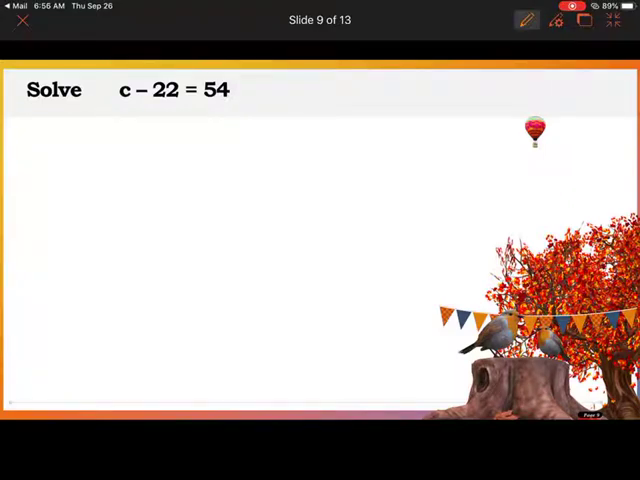Okay, so I have c minus 22 equals 54. So once again, I look at this sign right here and I see I need the opposite of subtraction. So the opposite of subtraction is addition. I have to do it to both sides of the equal sign. Negative 22 plus 22 is 0. Bring the c down. And 54 plus 22 is 76. So I'm left with c equals 76.